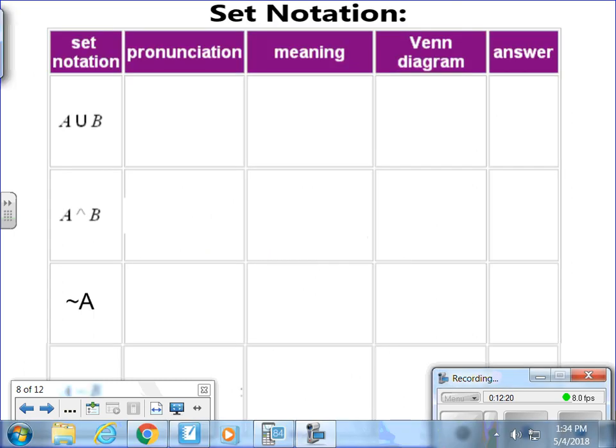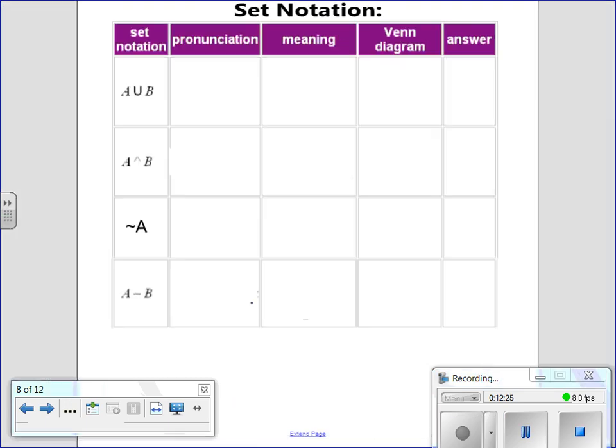So grab your warm-up paper so we can fill in this chart. It's called set notation. The first one is a union symbol. A union B. That's how you would say it to a friend. But basically what it means is everybody who lives in either set A or set B. Everyone in either A or B. So it's a pretty big group.